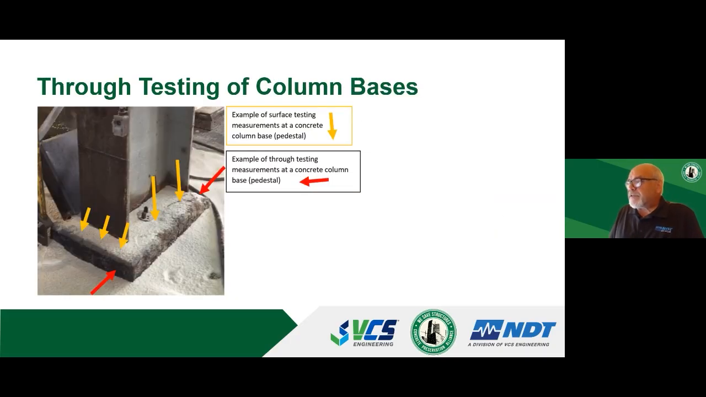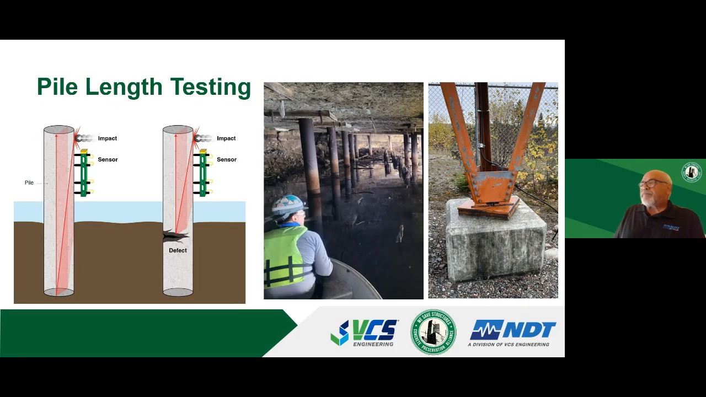Another example of through testing would be the yellow arrows would be the surface testing of a column base, and the 2 red arrows would allow us to test right through that column base where there's plate steel on the end of it, and we don't have access to the part of the grout pad, if you will, that's underneath the column. So we can do surface testing and through testing on that.